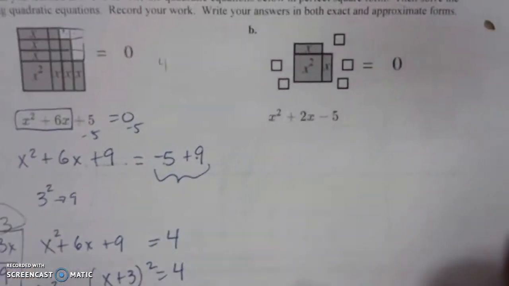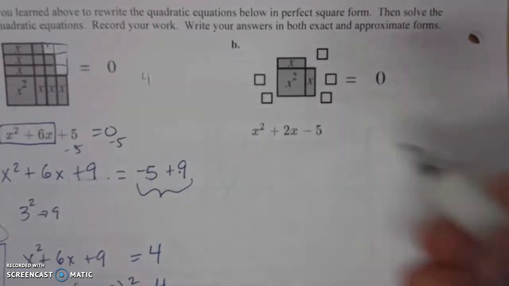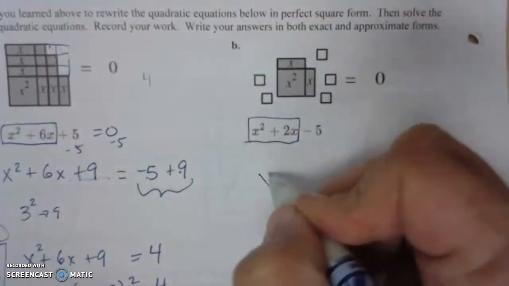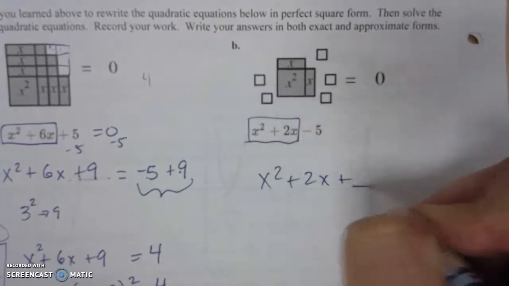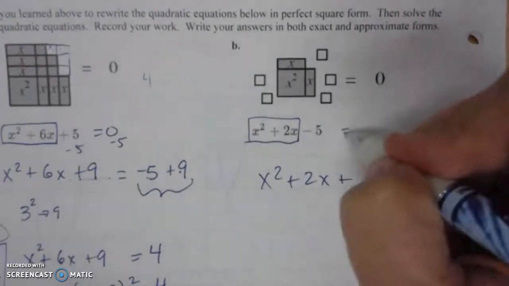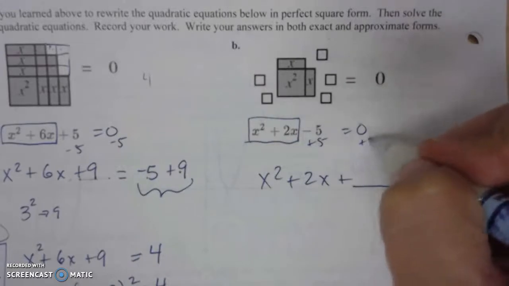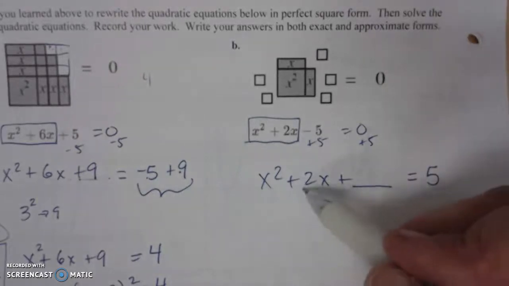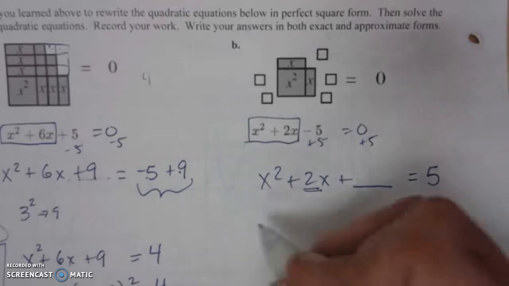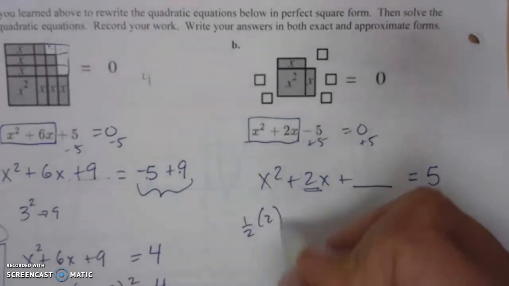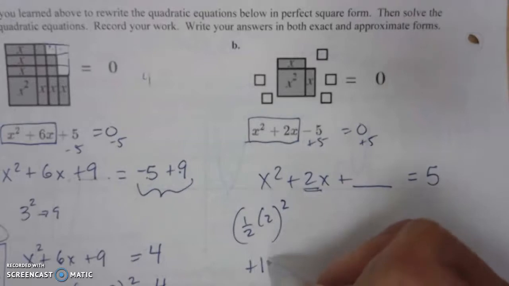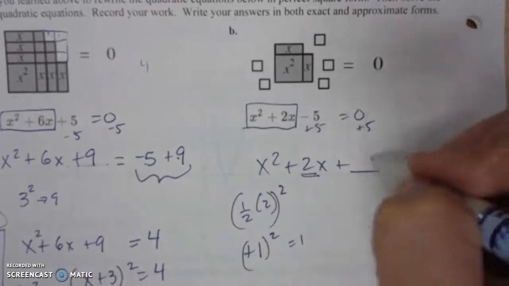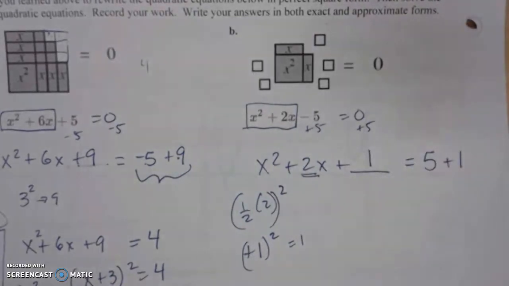Let's look at this next problem. I want to focus on this part right here. x squared plus 2x plus something equals, well, if that equals 0, I'm going to add 5 to this side, add 5 to this side. Okay. And this becomes, here's my b, what's half of b? Half of 2 is 1. 1 squared is 1. I'm going to add 1 here. I'm going to add 1 here.